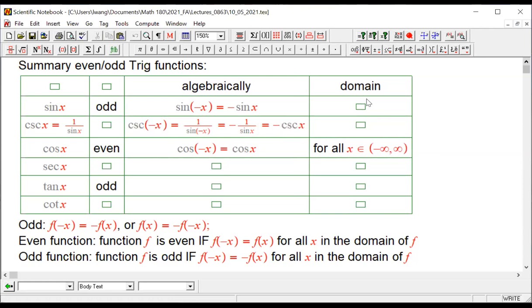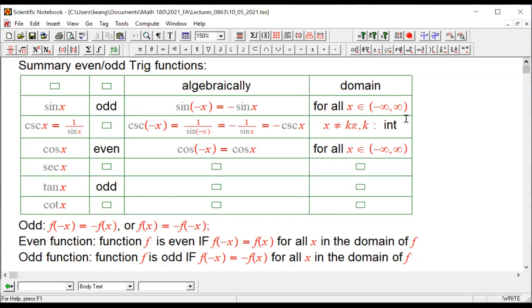Okay? It's just for the odd function sine, it's going to be the entire domain of sine. For cosecant, what would it be? x can be any number but k pi, right? Where k is an integer. You could recall that process, we did that. And cosecant is what? It's odd.